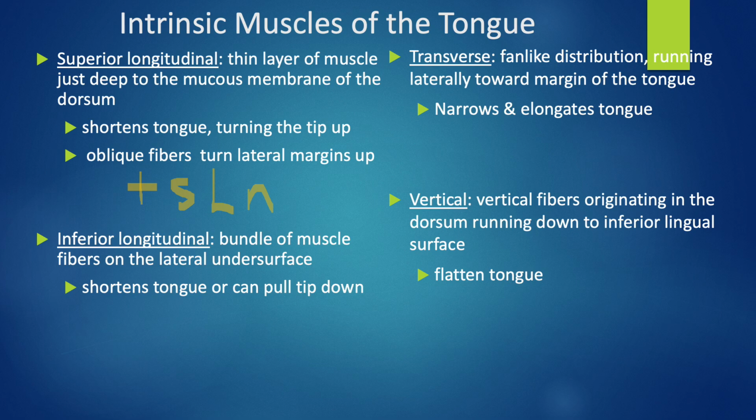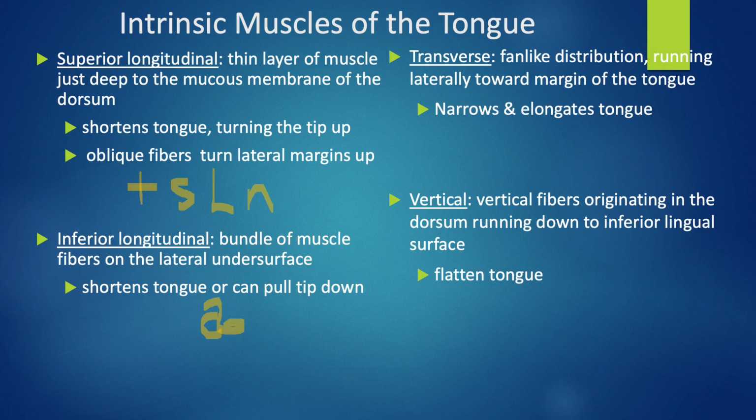And then our inferior longitudinal muscles shorten the tongue or pull the tip down. So that way we need that for the ah sound. Transverse runs laterally toward the margin of the tongue and narrows and elongates the tongue. So when you want to stick your tongue out at somebody, the transverse one is helping with that, in addition to some extrinsic muscles.